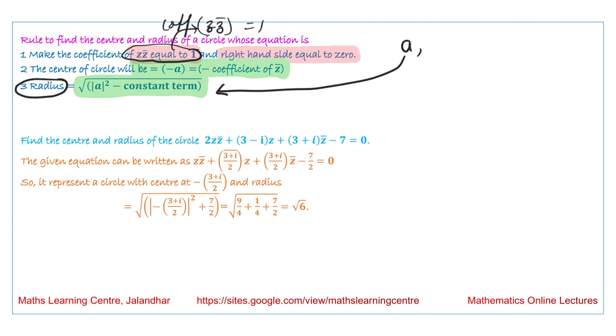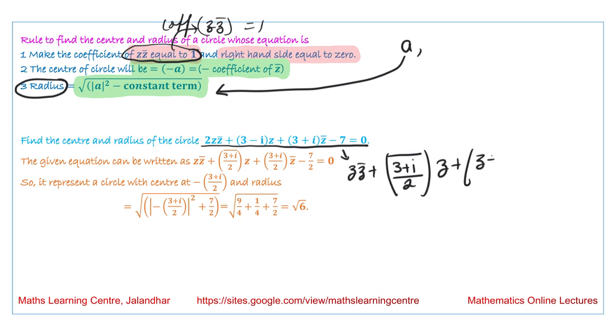So the question given is: find the center and radius of the circle. This is the equation given to us. To find this, we have to write it in the general form. We are writing it as z z bar plus (3 plus iota) bar by 2 times z plus (3 plus iota) by 2 times z bar minus 7 by 2 is equal to 0.